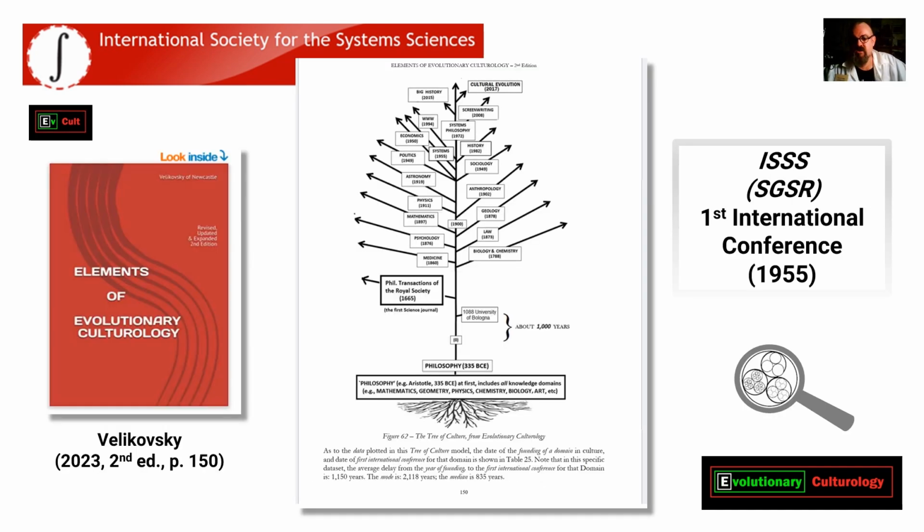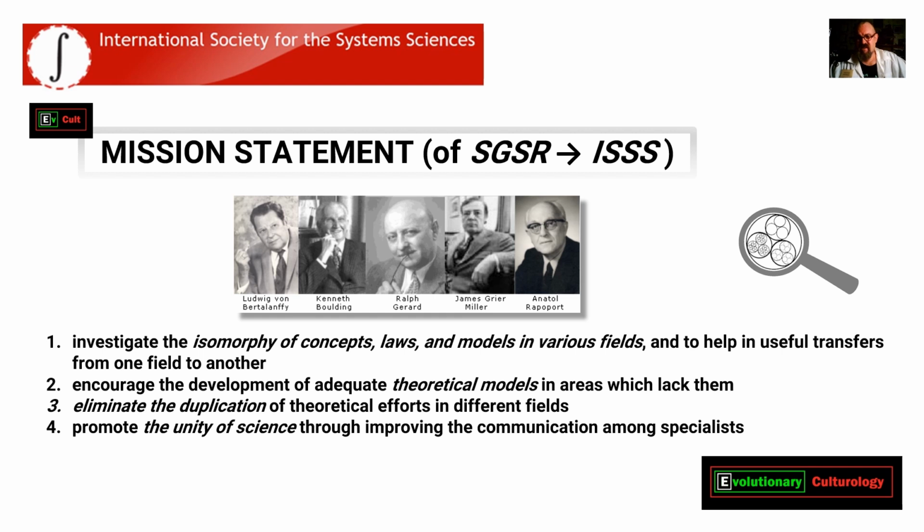And we looked at the Tree of Culture when domains had their first international conference, so when a field of scholars emerged as an obvious unit to be the field for those different domains in culture. That's in Elements of EvCult. There's the ISSS in the 50s, branching off as these domains do, as they become more scientific, more mathematical. Then we looked at the mission statement of the ISSS. Everyone knows that.